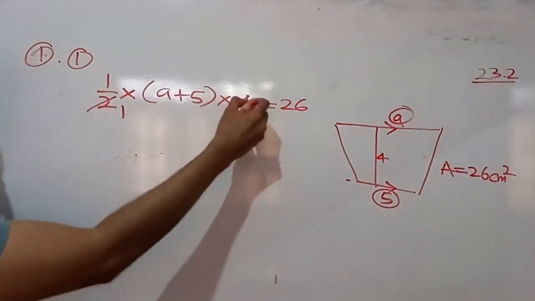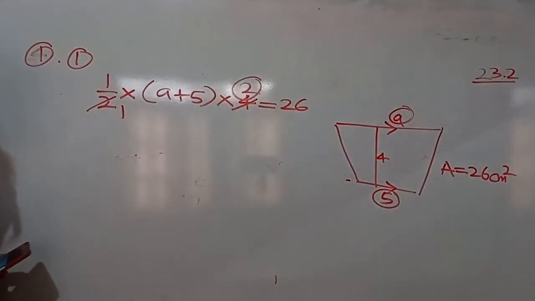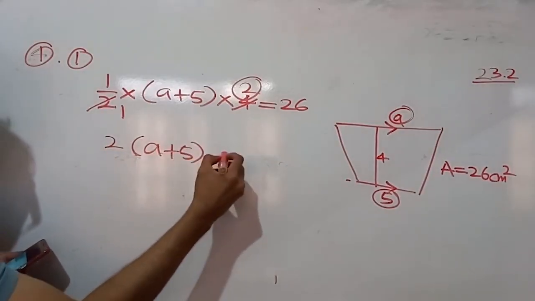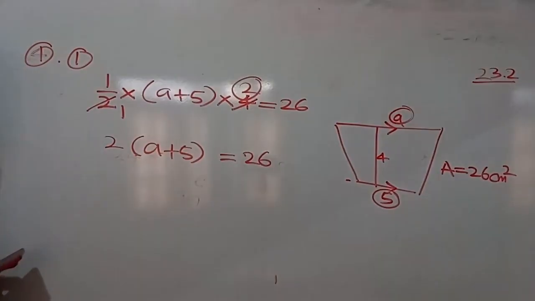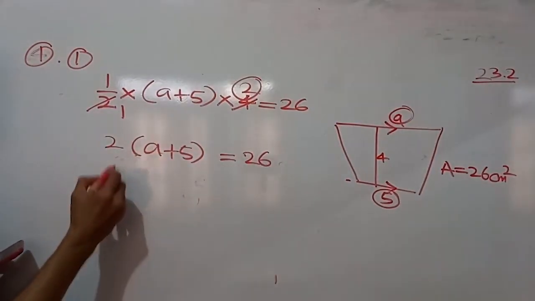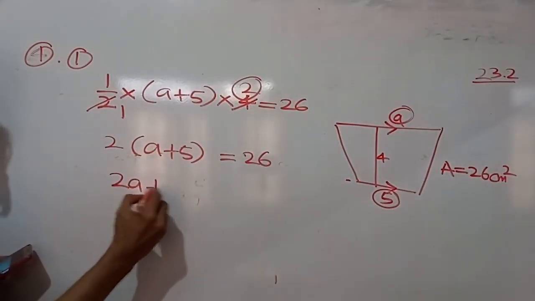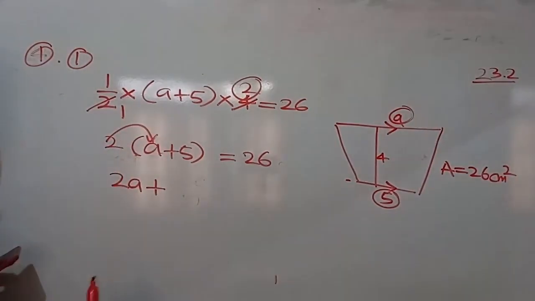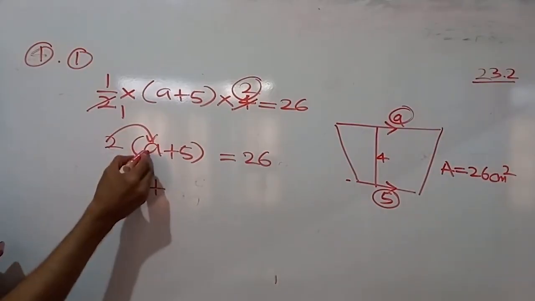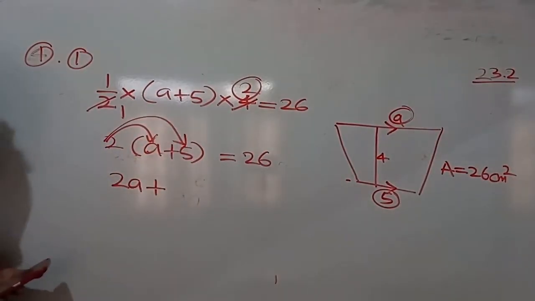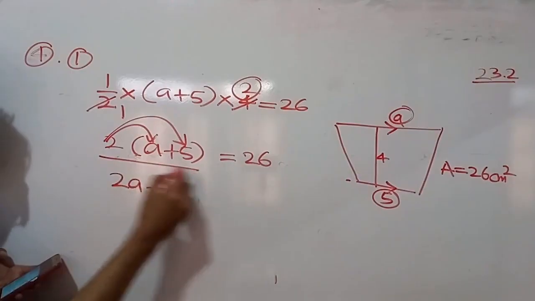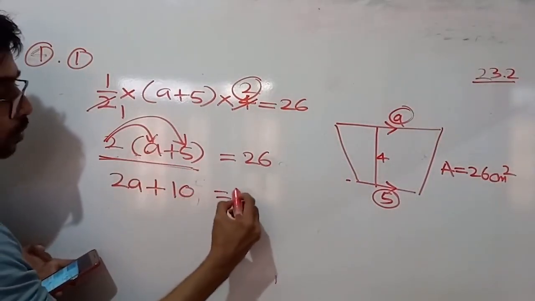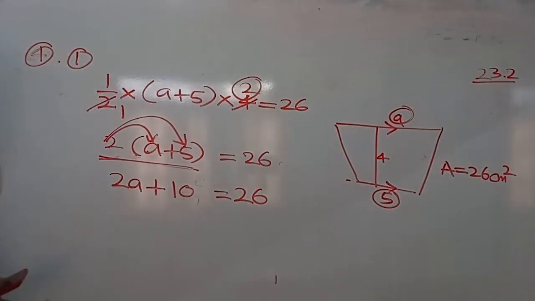So 2 times 1, 2 times 2. What can I do? So this is 2 times A plus 5, that will be equal to 26. Now I can simplify this. So this will be 2 times A, that is 2A. That means we have to multiply this 2 by A and also the 5 inside, right? So 2 times 5 is 10. So this will be equal to 26.